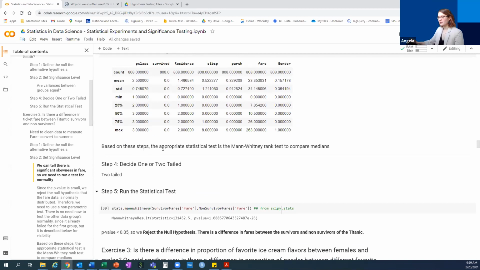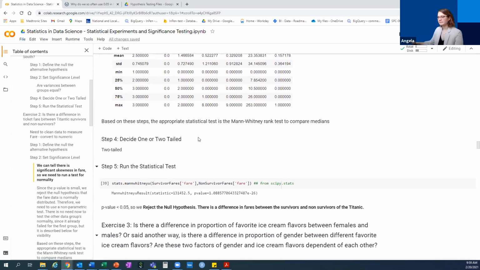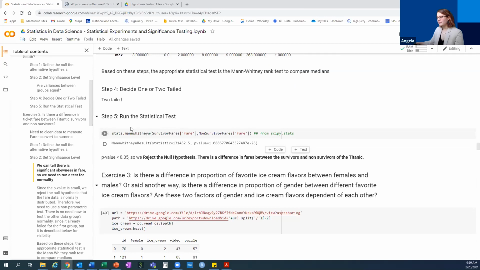All right, so given all of these conclusions, the appropriate statistical test is the Mann-Whitney rank test, which compares medians rather than means. We're doing a two-tailed test because we're dealing with just whether there's a difference. And now we can run our test.